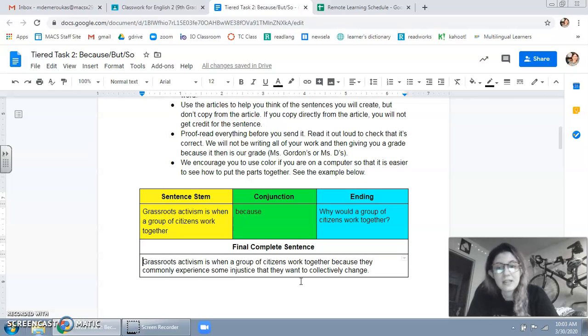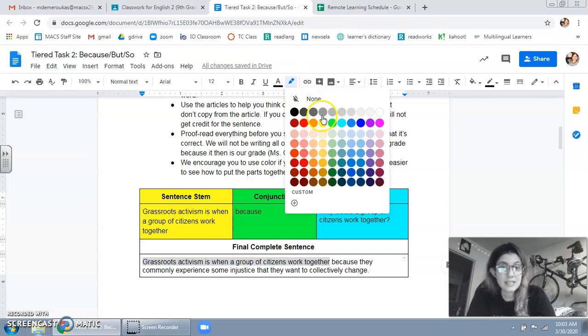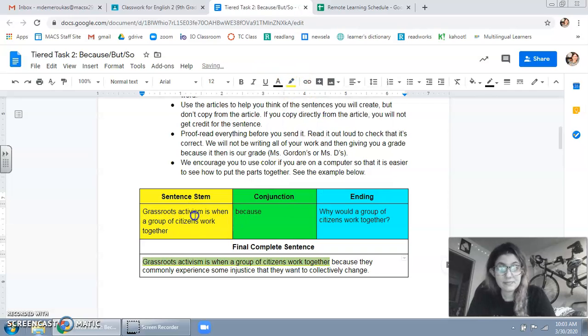All right, so I'm going to do a little bit of labeling so you can see how I did this. First, the stem. I'm highlighting it yellow so that you can see all I did was copy. This is the exact same thing, right? See how this one is the same? That's the stem. That's the beginning of the sentence. Next, the conjunction I'm using is because. So I'm going to go to because. This is green, just to show you. That's the conjunction I'm using.